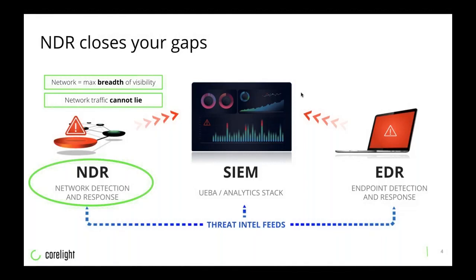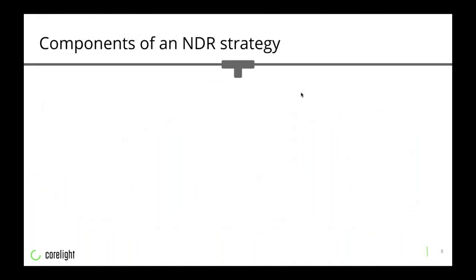This is three legs to your stool, but I just wanted to start here because I'm not sure where the audience is in terms of their NDR rollout strategy. And for those of you that are at the beginning stage of consideration, I strongly urge you to accelerate that adoption, because there are some significant gaps that should be closed. So let's talk about the components of building an NDR strategy, right?